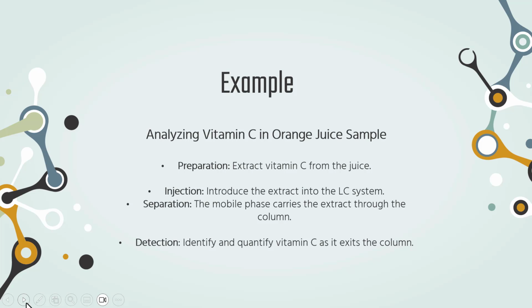Let's go through the practical example. Suppose we want to analyze the amount of vitamin C in an orange juice. First, we will prepare the sample. We extract the vitamin C from the orange juice. Next we introduce the extract into the LC system. Then the mobile phase carries the extract through the column, separating vitamin C from the other components. And the last step is detection. As vitamin C exits the column, it is detected and quantified. The process helps ensure the orange juice contains the correct amount of vitamin C as labeled.